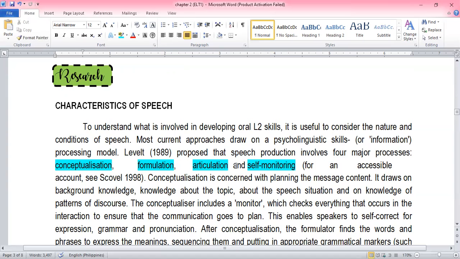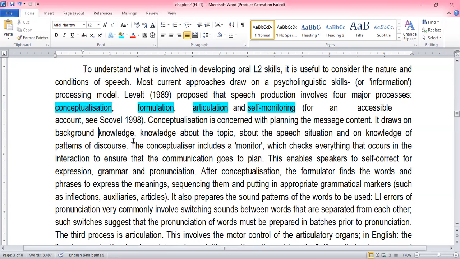Remember, tayo ay Pinoy. Tapos, kailangan natin magsalita sa English. Ano bang nangyayari na process in our minds? In our minds, we start with our minds until na ma-speak natin yung mga words na gusto natin sabihin. So it starts with conceptualization, second formulation, articulation, and so what's conceptualization? Conceptualization is concerned with planning the message content. So conceptualization basically is the planning. It occurs inside your head. Like ano ba yung mga gusto mong sabihin, ano ba yung mga dapat mong sabihin, ano ba yung purpose kung bakit ka nagsasalita. So, dyan nangyayari sa conceptualization.